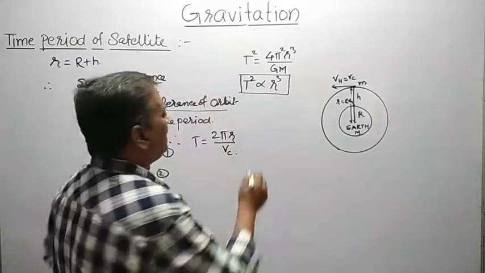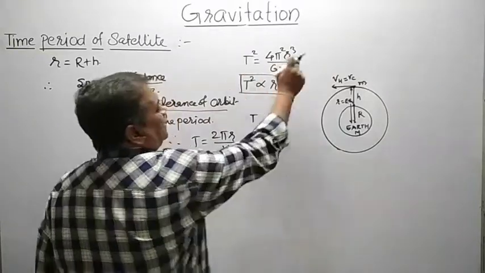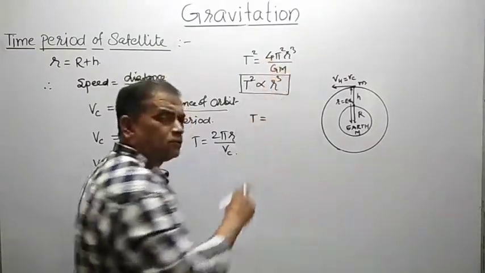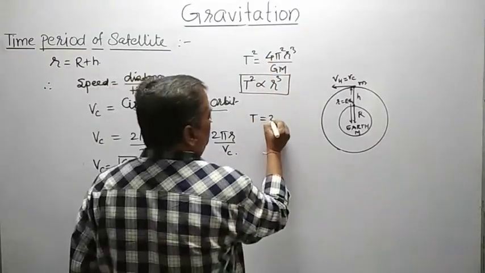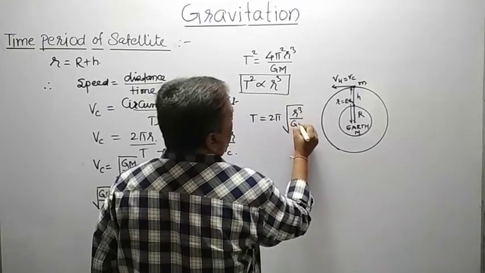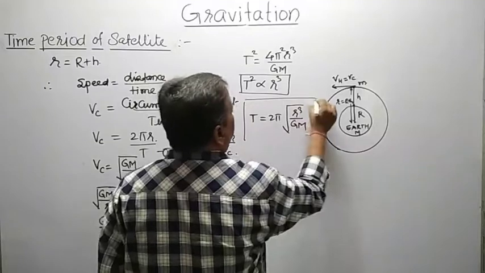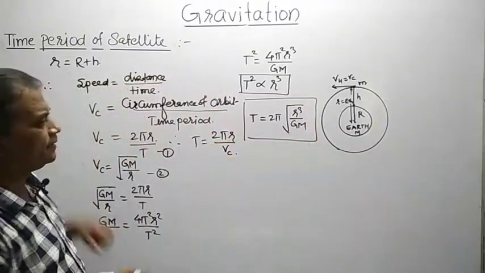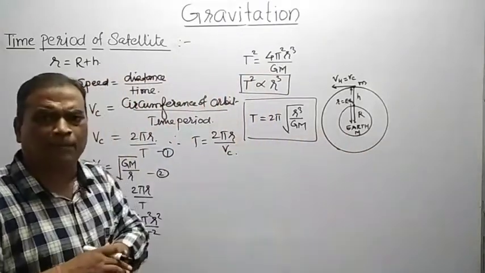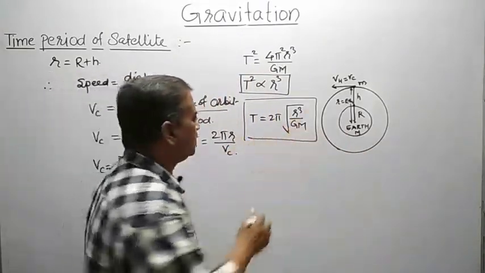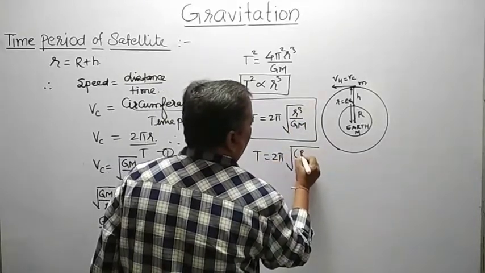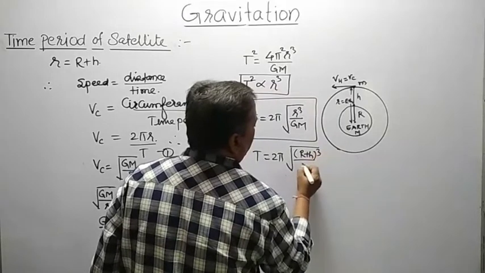Now you can write down the expression for the time period. See, you are taking the square root on both sides. So T becomes equal to 4 pi square. What is the square root of 4 pi square? It is 2 pi. And in under root, it is r cube divided by GM. So the time period of revolution of a satellite is T equals 2 pi under root of r cube divided by what? GM. 2 pi under root of r cube divided by GM, or T is equal to 2 pi under root of (R plus h) whole cube divided by GM.